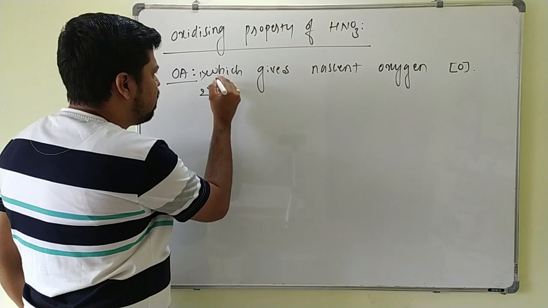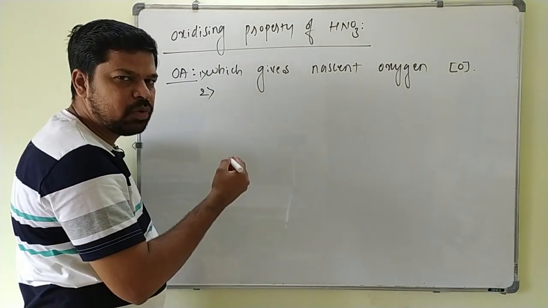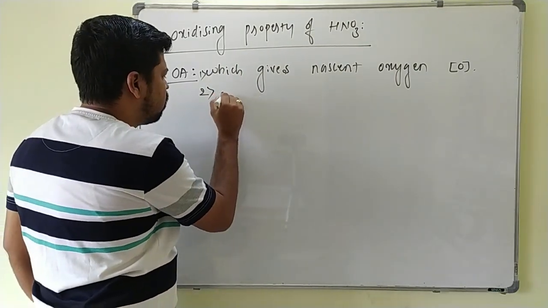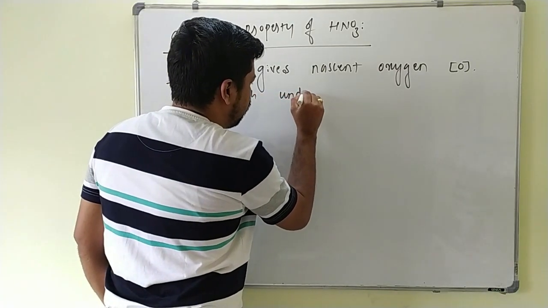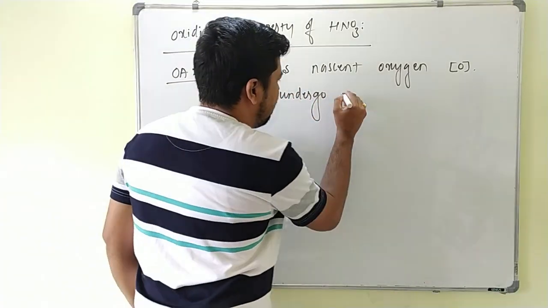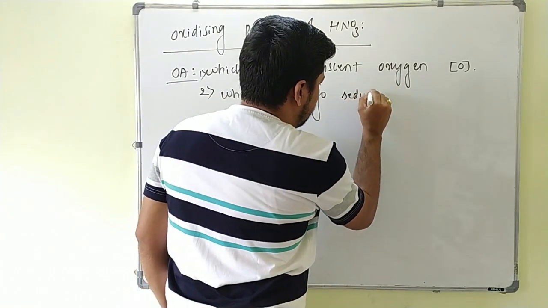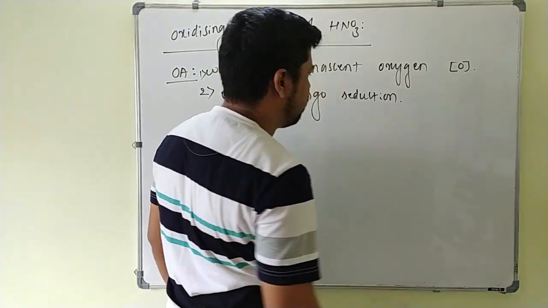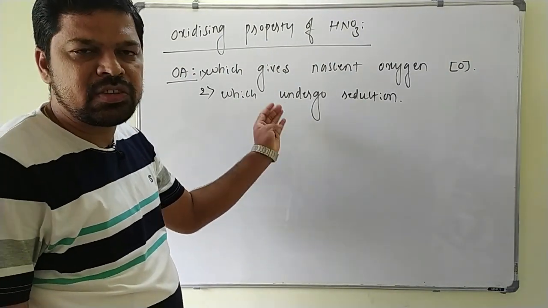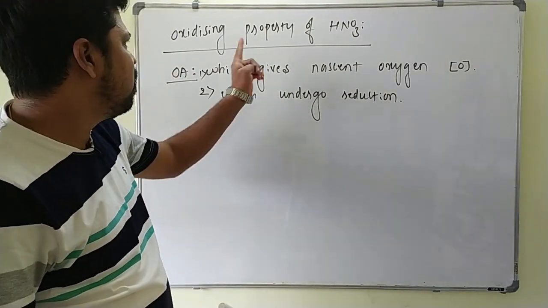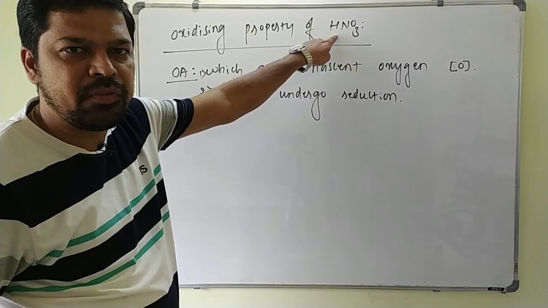The second one is, the species which undergoes reduction is called an oxidizing agent. Which undergoes reduction means its oxidation state will decrease here. Now we will see the oxidizing property of HNO3.